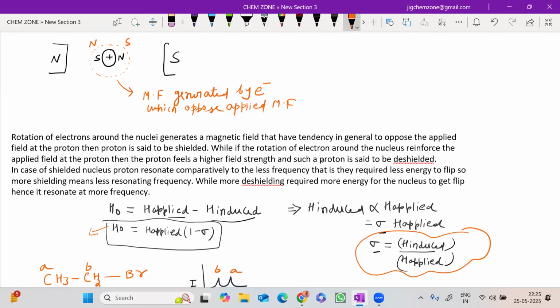So we can say that the more shielded the nucleus, it requires less frequency, or it will resonate at less frequency. The more deshielded the nucleus, it will resonate at high frequency. Correct?